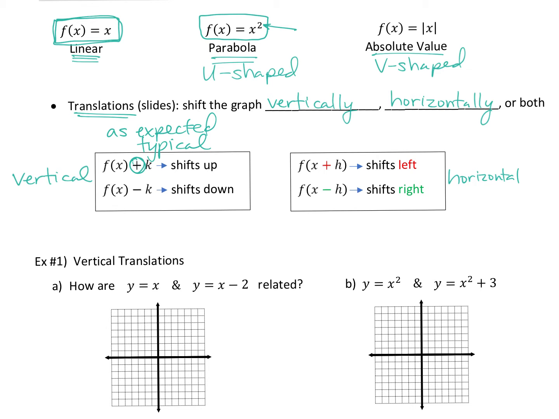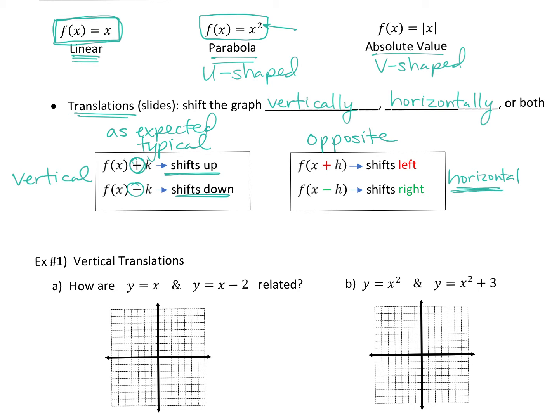Up, right? Minus, we go down. So it's what you would expect it to be. You shift up for a plus, you shift down for a minus. However, it's when we go horizontal that it gets backwards, okay? So this one, you want to think opposite of what you would expect.